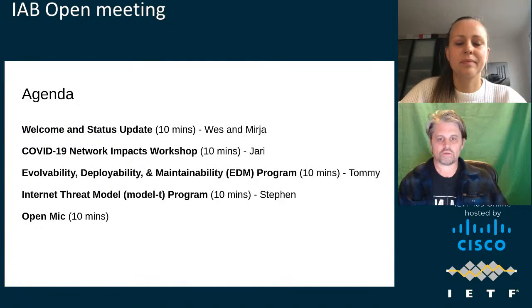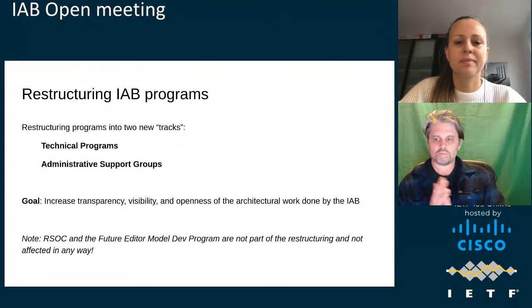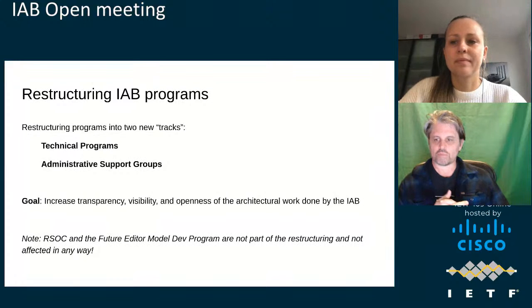So the agenda today, we're going to do the welcome and updates. We've just done a good percentage of that. Then we're going to talk about the COVID-19 network impacts workshop, and that was held last week, I think, if I have my timing right. We'll talk about the two technical programs that we have up and running, which are the EDM program and then the Model T. The first being the evolvability, deployability, and maintainability program, and Tommy will talk about that. And then the Internet Threat Model Program, Stephen will talk about that. And then, of course, there'll be an open mic at the end where we hope to hear your comments. Mira, you're going to talk about restructuring the IAB programs.